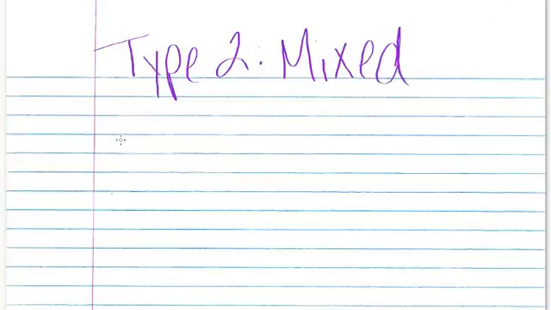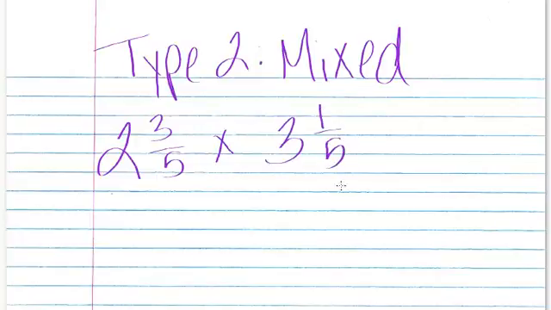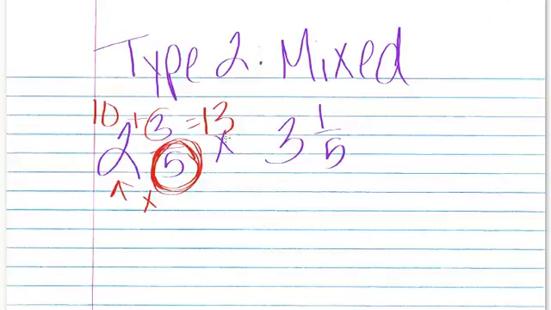Alright, type 2 fractions. These are the tricky ones. They're mixed numbers, which means there's a whole number and a fraction. It can be times a regular fraction, but for this we're going to practice with another whole number and a fraction. The first thing you have to do, if you're looking at your notes, is go around the world. So you have 5 times 2, which is 10, plus 3 is 13. And we keep the bottom number the same. This is our top number, and now this is our bottom number. So we have 13 over 5.